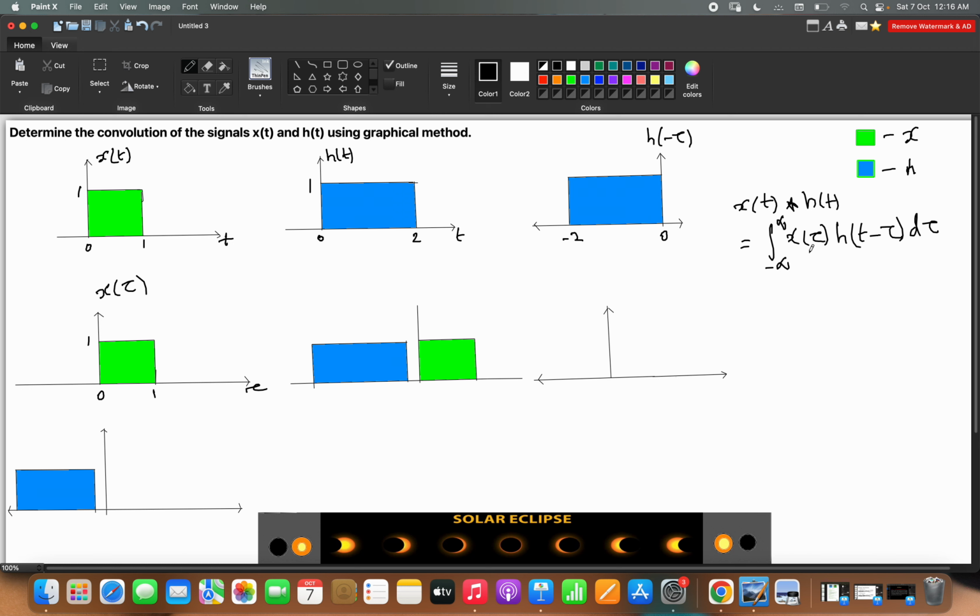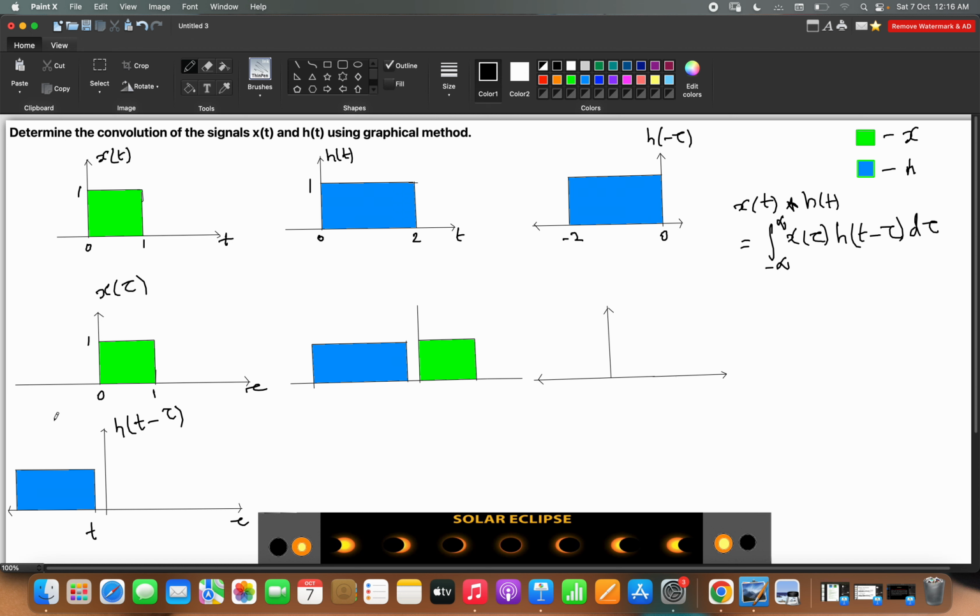And here I need to obtain h of t minus tau. So h of t minus tau is nothing but the time shifted version of h of minus tau, and it is time shifted by t samples. Let us consider this diagram. Here we are referring the green color for x function and blue color for h function. Here I am representing this as h of t minus tau. Here the variable is tau. Here I am just shifting the signal by t samples.